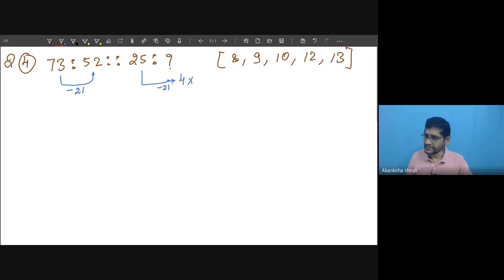What could be the other possibility? Think for the square root, all those things. What are the squares closer to this 73? 81. You may think of 81 minus 9. Are we getting this 52? Any kind of relation? We are not. Now think for the other possibilities. What are the other possibilities?